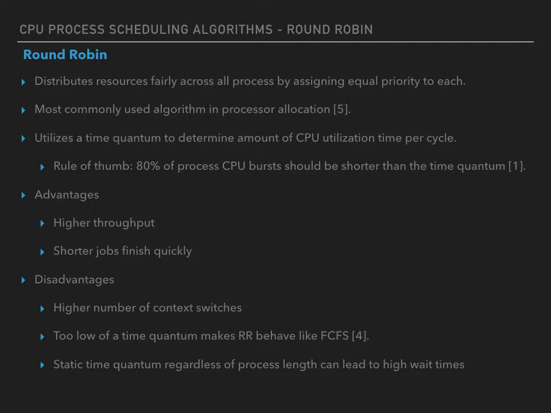Advantages include higher throughput, and like our last algorithm, shorter jobs finish quickly. The disadvantages, however, are a high number of context switches. Since there is that static time quantum, it continually switches no matter how long the burst time of that process is, until that process is finished. And too low of a time quantum degenerates round robin into first come, first serve. That static time quantum ends up also leading to high wait times.